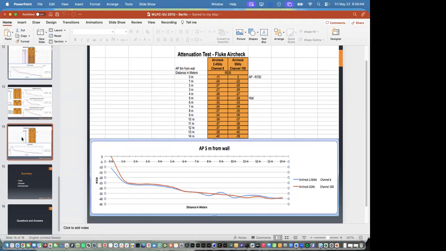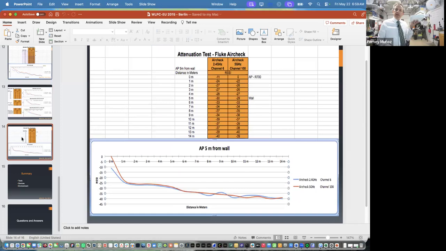Okay. So if I have, let's say, an access point generating energy, I don't want to put it right here, if this is the wall, and then measure over here less than 1 meter away and then measure on the other side of the wall. No, you want to have this AP at least, as you can see, 5 meters away, and then you can come measure on this side of the wall and then measure on the other side.